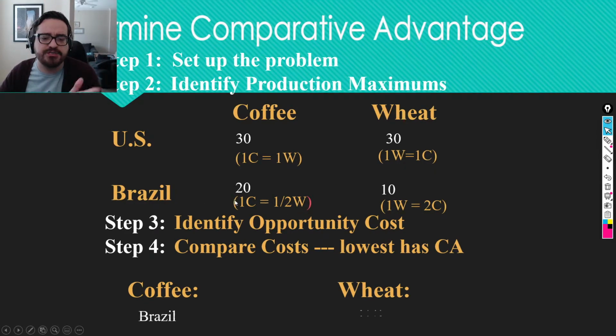Lower opportunity costs, who's got the comparative advantage. Coffee, Brazil, US wheat. This isn't new. This is exactly what I did by doing the drawing stuff. This is just in my PowerPoints for kids who don't get to see me draw it, so there's actual steps done they can see.